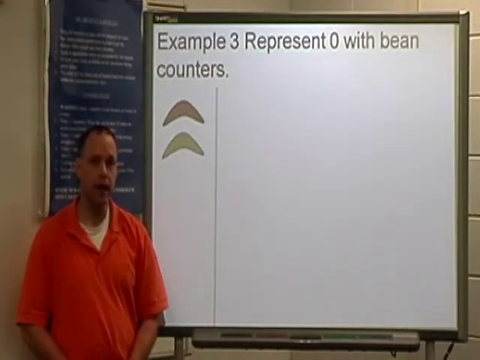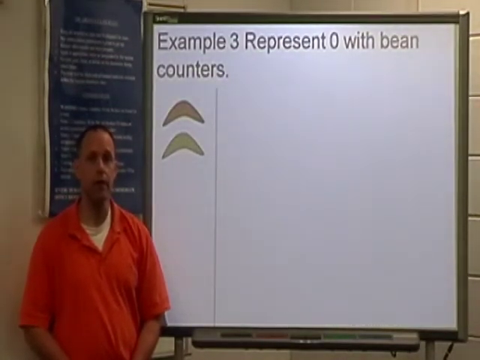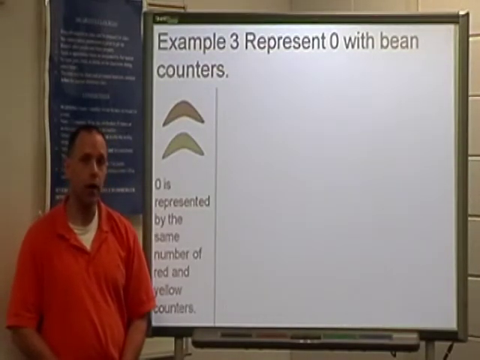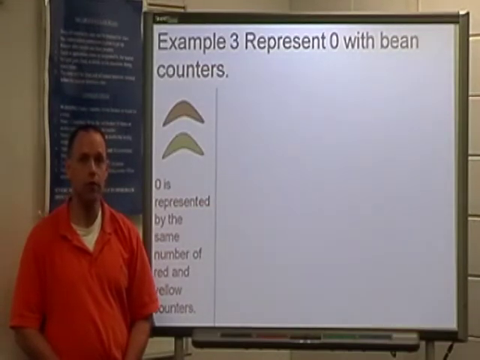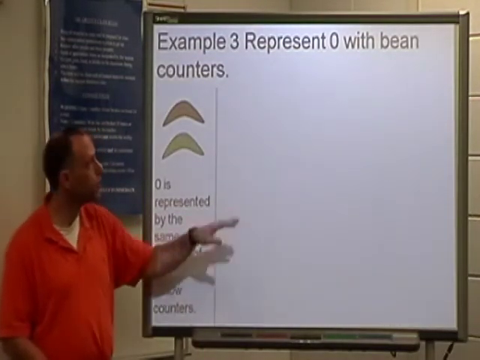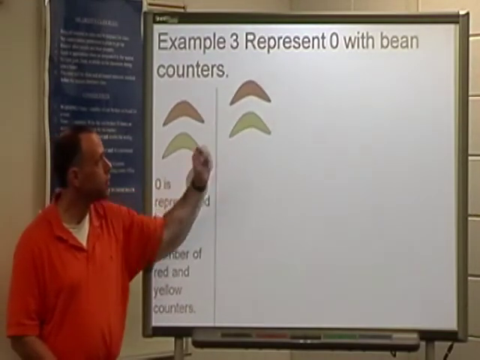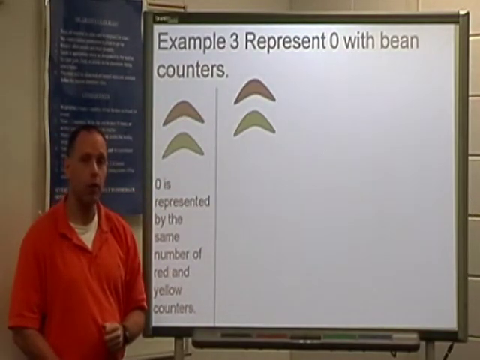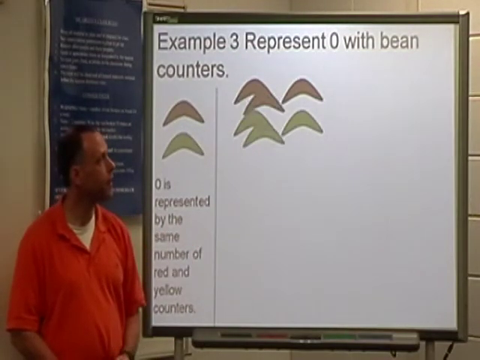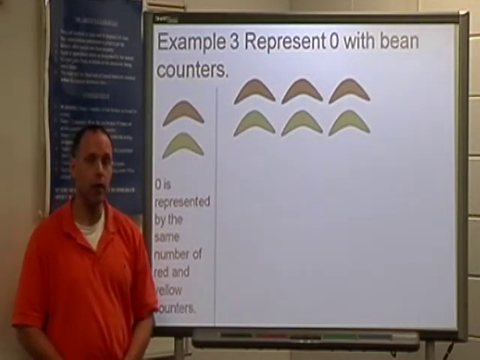If I think back on my science classes, when positives and negatives get together, they cancel out. So I can take any combination of yellow and red bean counters and slide those into my workspace, and as long as I have the same number of red and yellow, I can also say that represents the number 0. So I can slide over 1 yellow, 1 red, and that represents the number 0. If I wanted to, I could slide more combinations into my workspace, and as long as there's the same number of yellow and red counters, that's also the number 0.